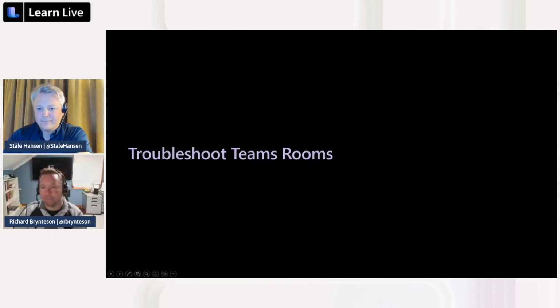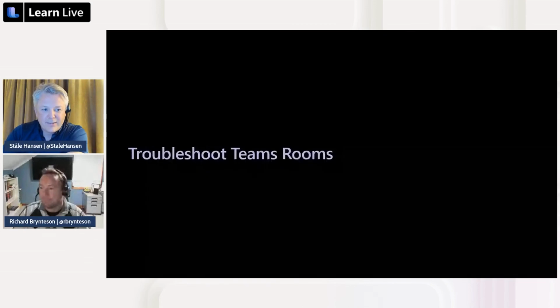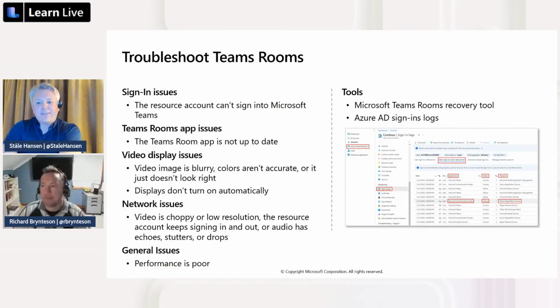So let's talk a little bit about troubleshooting Teams rooms, Ståle. Obviously, things can go wrong in a deployment. So how do we go about trying to troubleshoot them, or what are some of the common things we see? Yeah, absolutely. So if you can switch to my slides then, Lauren. So there are issues that you can come across with Teams rooms, and let's talk about some of the common issues. We have 9 minutes left, so let's dive into some of them.